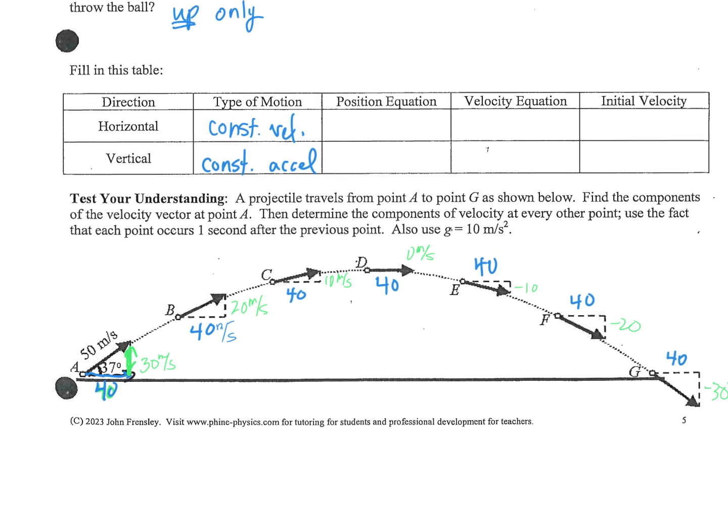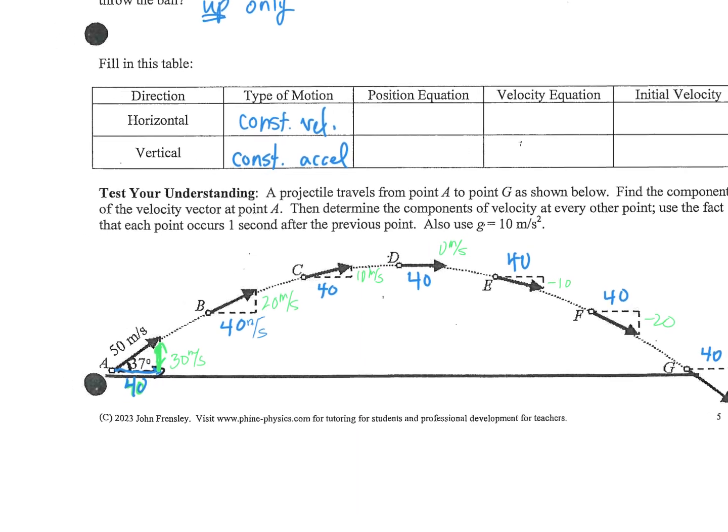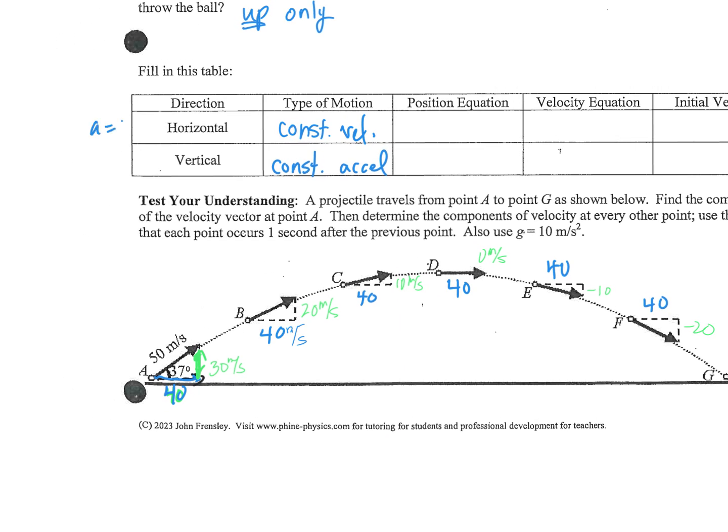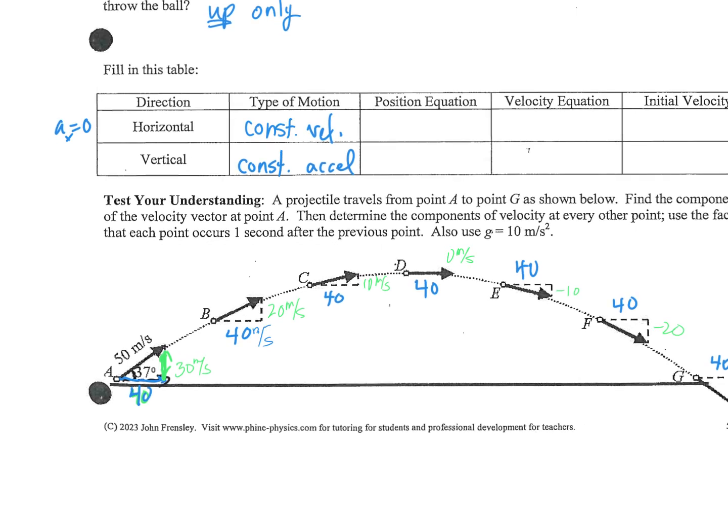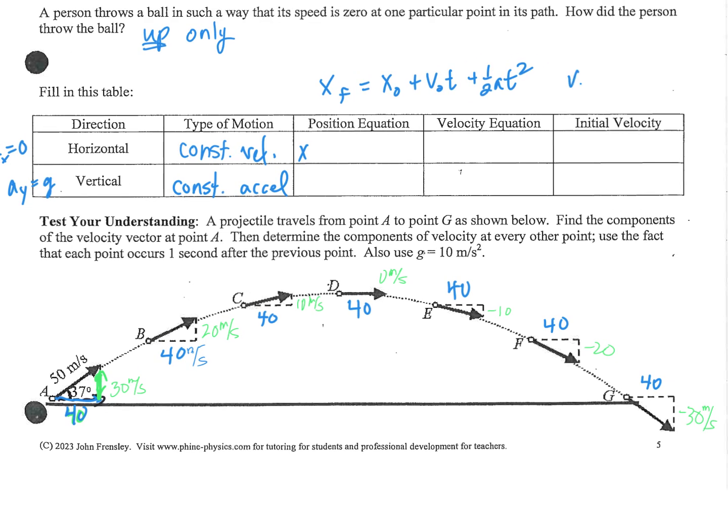Remember that horizontally, acceleration is equal to 0 in the x direction, but it's not equal to 0 in the vertical direction; it's equal to gravity. Now the position equation: x final equals x initial plus v initial t plus 1/2 a t squared. We will also have v final equals v initial plus at.